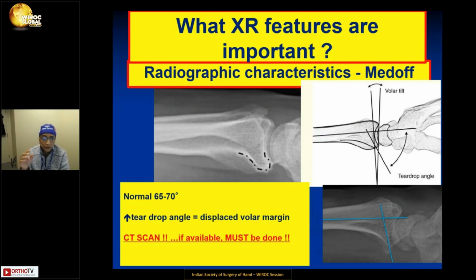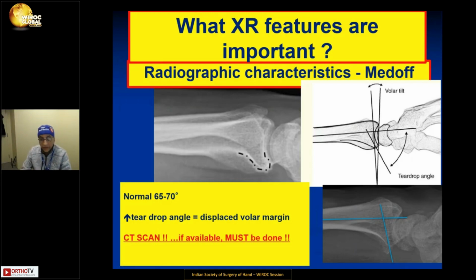The teardrop angle is normally about 65 to 70 degrees, and it's measured as shown in the picture on the right. If the teardrop angle increases, as you can see from this X-ray below, it usually indicates that there is a shearing injury of the volar margin, either just the lunate facet or the entire volar margin.